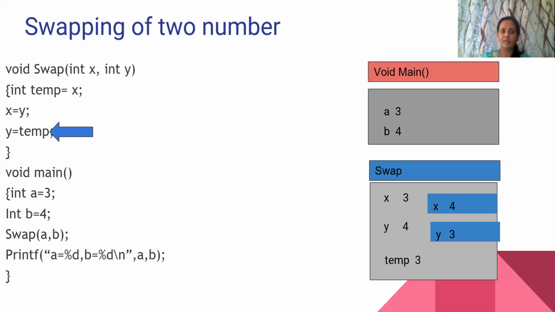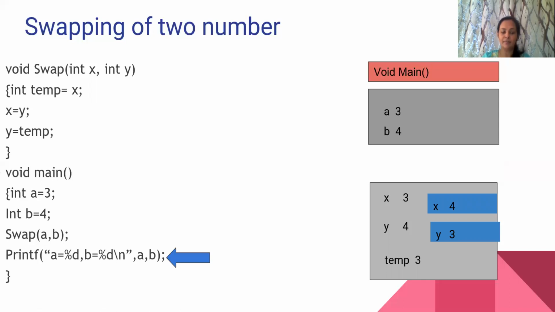Once this is done, the function is over and the control will return to the next statement from where it left. So now the printf statement will be executed. Before that, just look at the swap function. You can see the values of x and y have been exchanged. The x value was earlier 3, now it is 4.